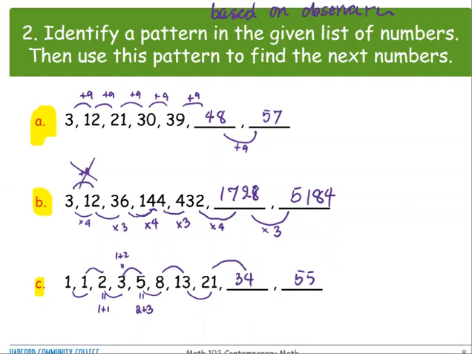So these are examples of using inductive reasoning, basically based on observation to obtain the general statement.